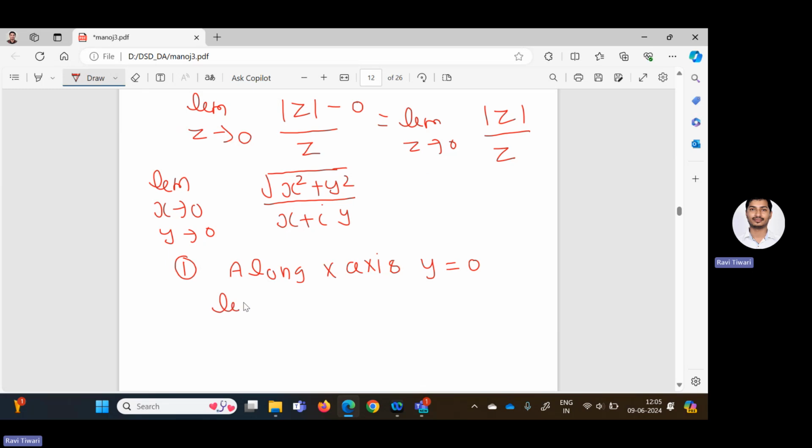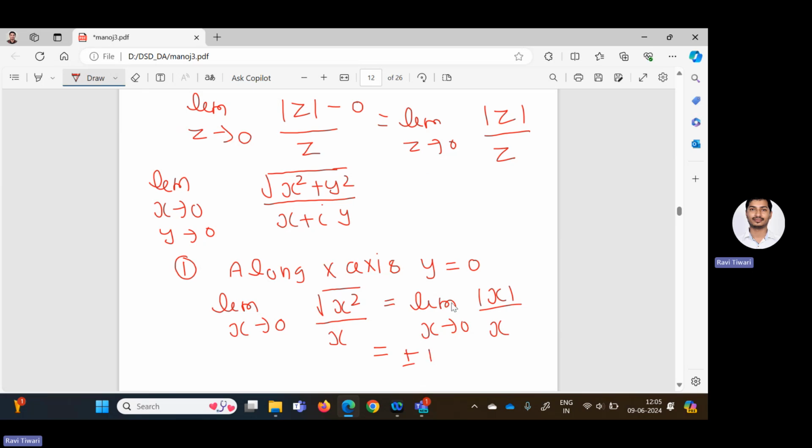So this limit comes out to be limit x tends to 0 of under root of x square, whole divided by x. And you remember under root x square is not x, but it is mod x. So this equals limit x tends to 0 of mod x by x. And we know that mod x is x if x is greater than 0, and minus x if x is less than 0. So this limit is plus or minus 1.